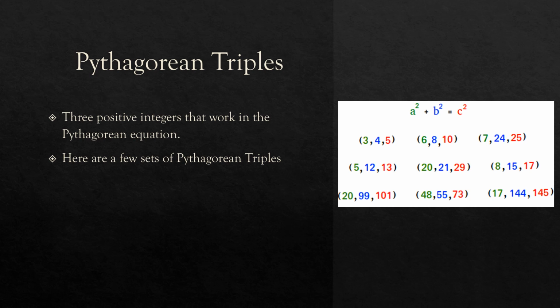The most common is 3, 4, 5, and any multiple of 3, 4, 5, as in we multiply 3 by 2 and get 6, 4 by 2 and get 8, 5 by 2 and get 10. So 6, 8, 10 is a 3, 4, 5 triple just multiplied by 2. There are other triples, of course, like 5, 12, and 13, among others.